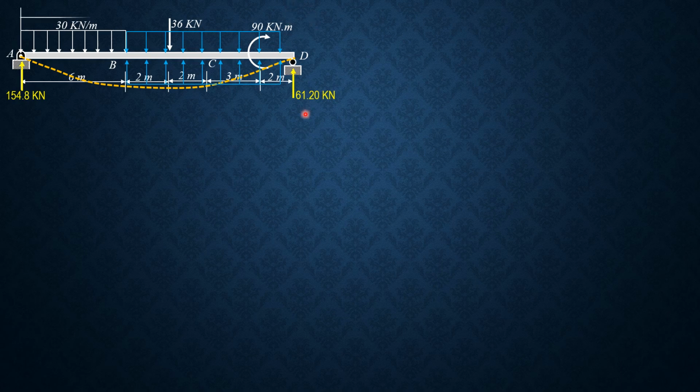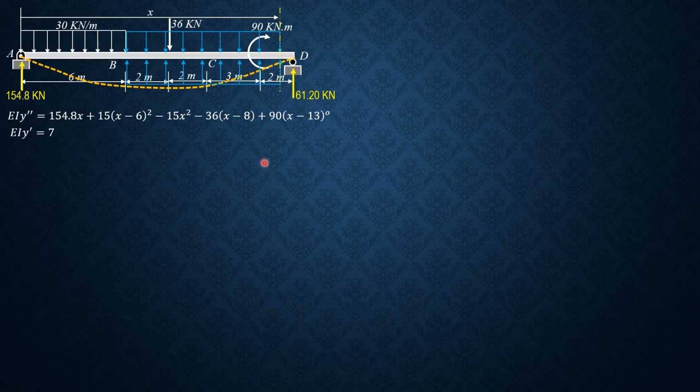So that's the section there, X. Then EI y double prime equals 154.8x plus 15 times x minus 6 squared minus 15 times x squared minus 36 times x minus 8 plus 90 times x minus 13 to the 0, just like before. At this time, the beam becomes determinate. EI y prime equals 77.4x squared plus 5 times x minus 6 cubed minus 5x cubed minus 18 times x minus 8 squared plus 90 times x minus 13 raised to 1 plus C sub 3. So I call this C sub 3.